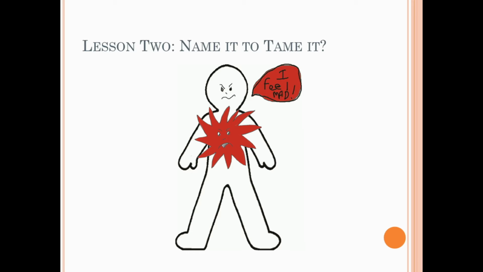All right, so now we're to lesson 2, name it to tame it. Studies have shown that just naming what you're feeling, I feel discouraged, I feel happy, can calm you down about 70 to 80%. So when you have a child or a youth that's maybe having a panic attack because of a big test or something, helping them to be able to say, I feel anxious, or I feel nervous, or I'm afraid, will calm that emotion down significantly.